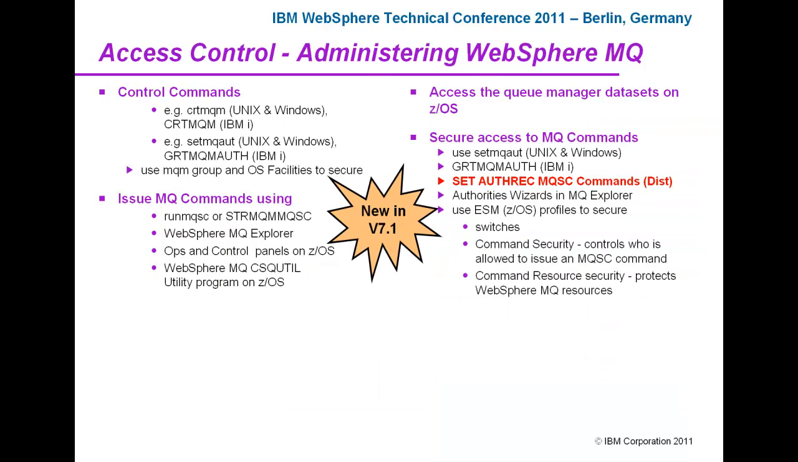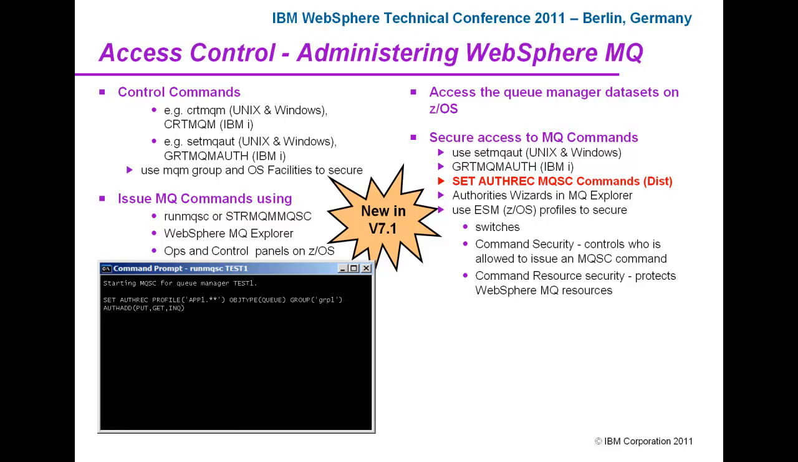New in version 7.1, there are now also MQSC versions of setmqaut. SET AUTHREC is the MQSC command on the distributed platforms. Something like this: SET AUTHREC PROFILE(app1.*), so any profile starting with app1, OBJTYPE(QUEUE), the group is group1, and I'm going to add the authorities put, get, and inquire in this case.